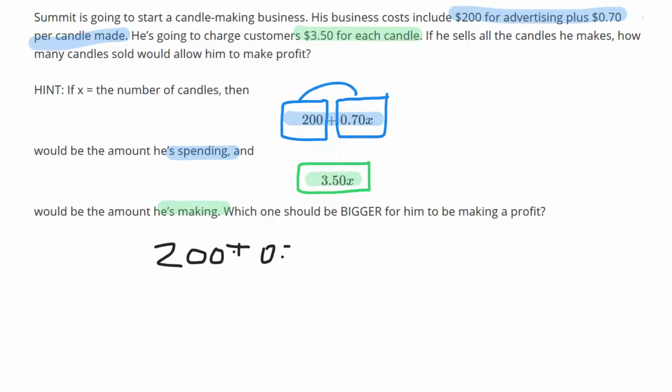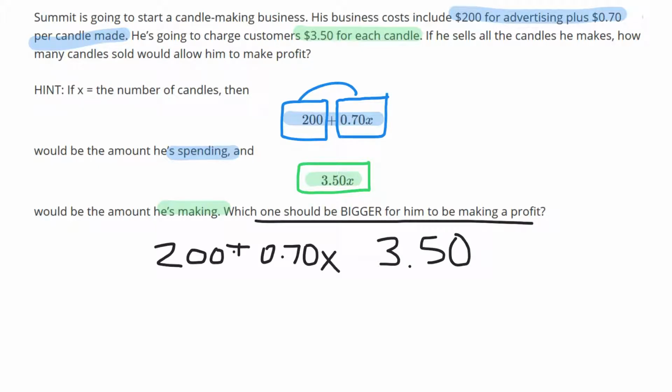And then what we're going to need to do is figure out what inequality symbol belongs between them. Which one should be bigger for him to be making a profit? Is it the amount he's making or the amount that he's spending? Well, to be actually making a profit, you want the amount that you're making to be bigger than the amount that you're spending. So I'm going to draw a less than symbol because the amount that he's spending should be less than the amount that he's making. So I hope that makes sense. Oh, I forgot an x there.